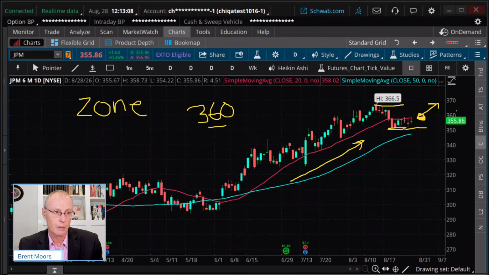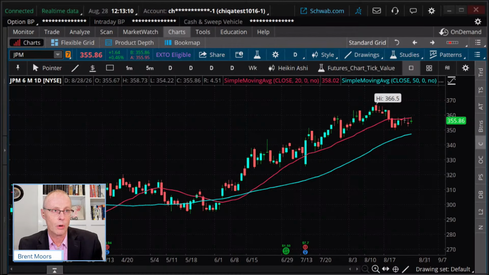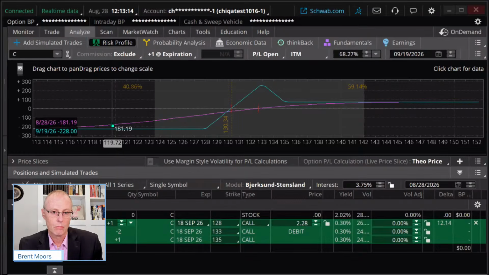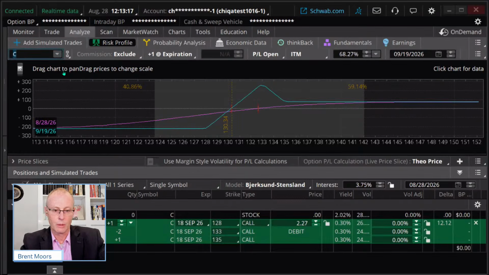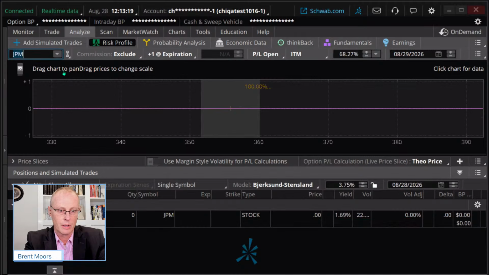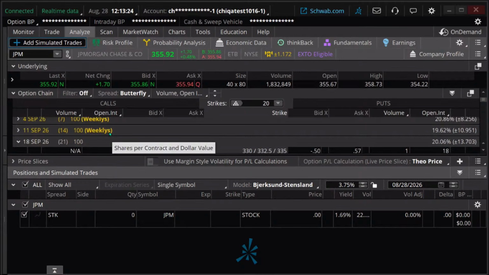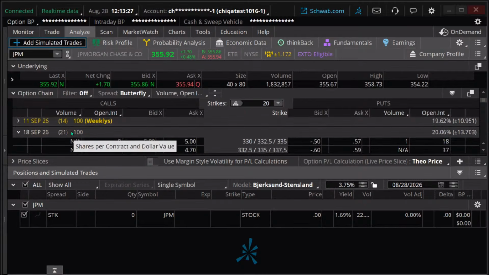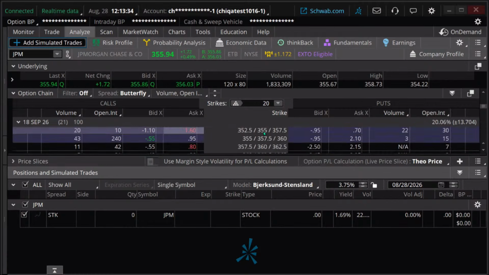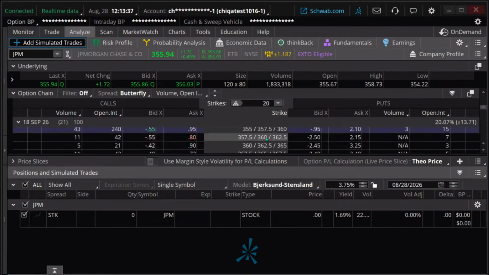Okay. So let me clear this. Let me go to the Analyze tab and not do Citigroup. Let's do JPM. Okay, there's JPM. I'm going to go to Add Simulated Trades, and I'm going to go to the weekly contracts, September 21st. I have butterfly selected. We said the middle strike was going to be 360. Okay, so here's 360. Now look, whenever you do butterflies, it's going to give you the middle strike, and it gives you the next strike up and the next strike down.